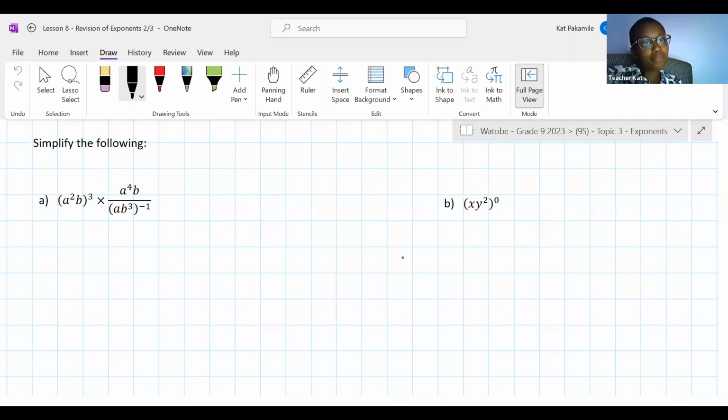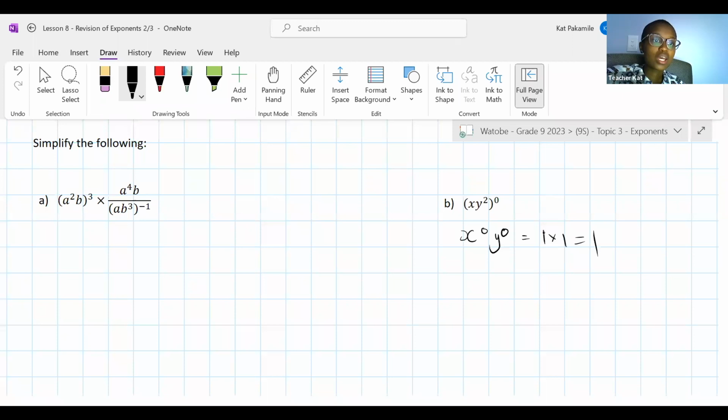So wait, ma'am, we take the zero and give it to X, so that'll be X to the power of 0. Then Y, the exponent 2 times 0. So that'll be Y to the power of 0. So the answer will be 1 and 1. 1 times 1, which is what? Thank you, Tebe. Thank you so much.